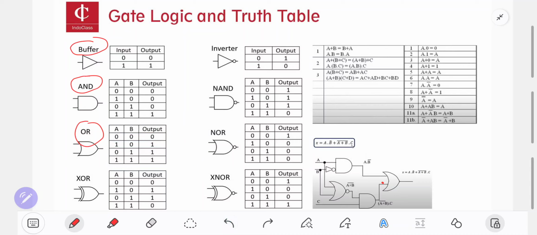Okay, but you have to know the basic of gate logic. Just three items: buffer, AND, OR. Do you still remember the basic of gate logic? Yes, the answer is just three items: buffer, AND, OR.